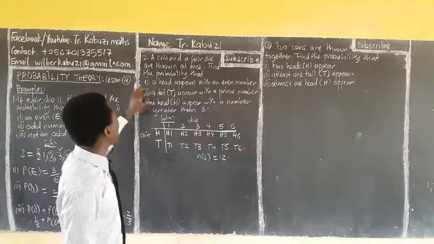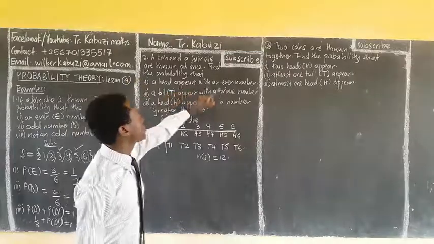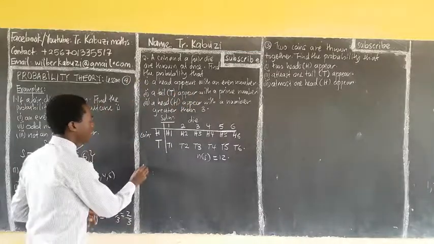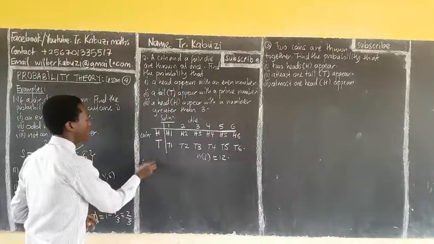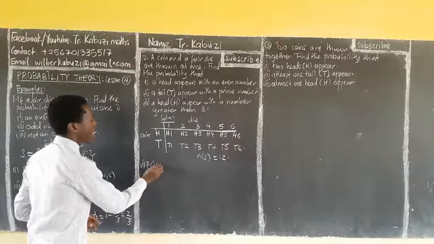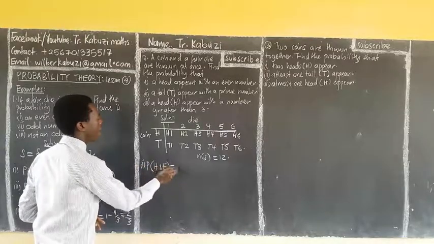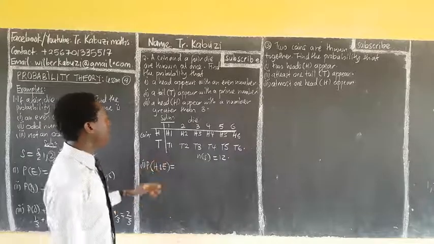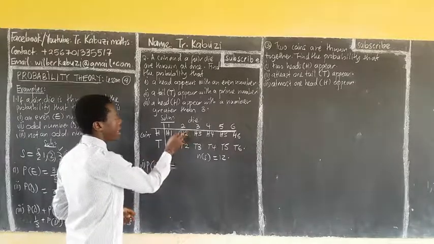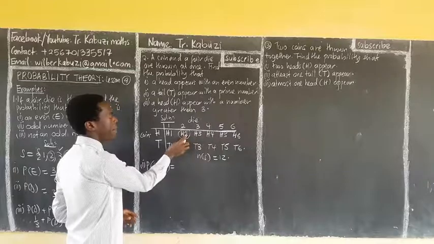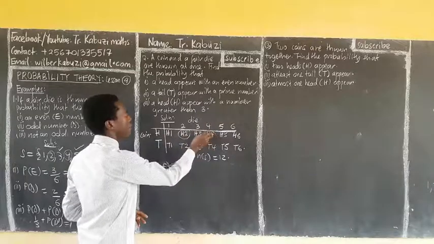Okay. Then we come to the question. A head appears with an even number. So now remember, we want one probability: a head appears and an even number. So we have a head and an even number. So we have this already. A head and an even number. This is an even number, this is a 2. We have a 4.